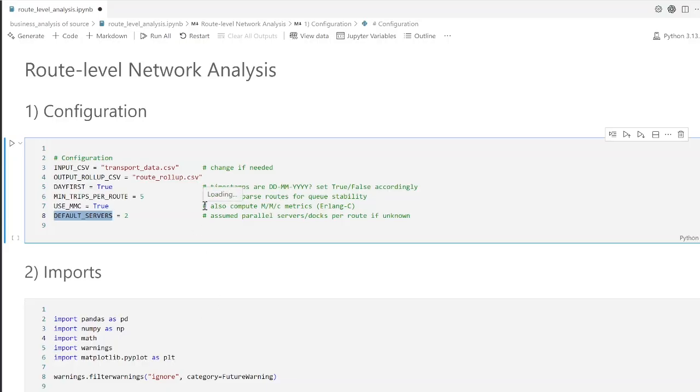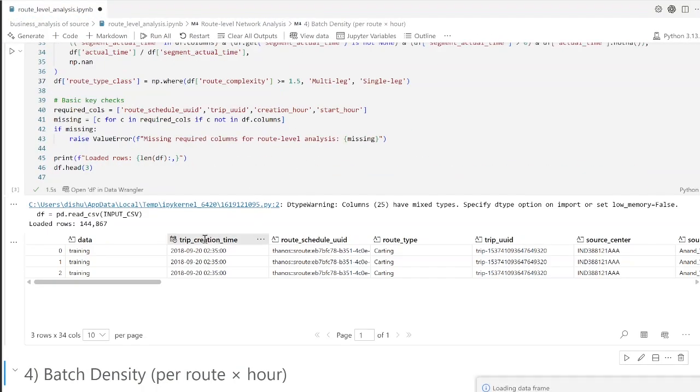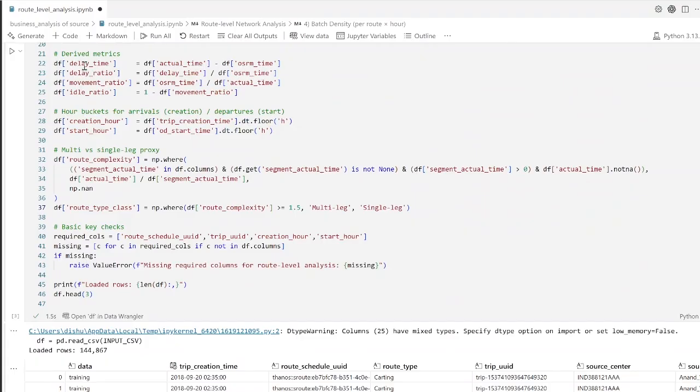So okay, now let's run these cells. And for the pre-processing, we are again starting off with those four basic variables. On top of that, we are creating creation hour and start hour. It is required for doing the arrival rate calculation and service rate calculation. We are also calculating route complexity on the basis of actual time divided by segment actual time. And why we are doing this calculation is if the route complexity is greater than 1.5, we will be bucketing it into multi-leg or into single leg.